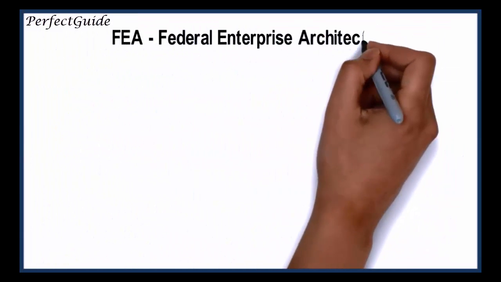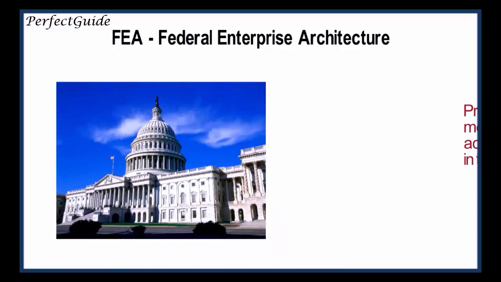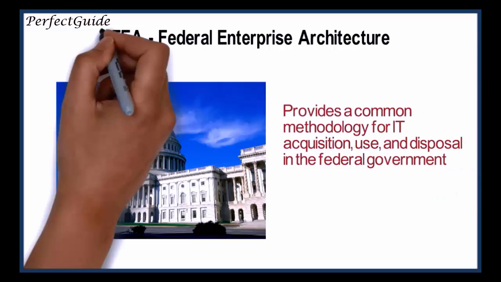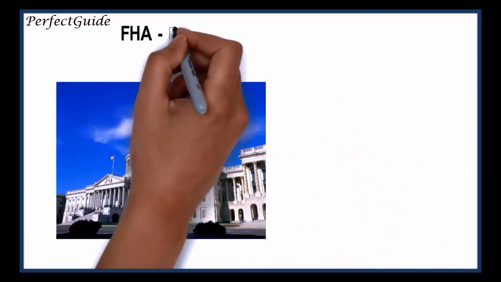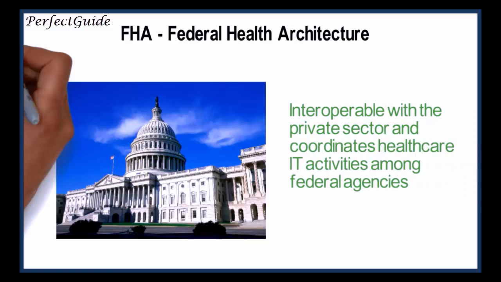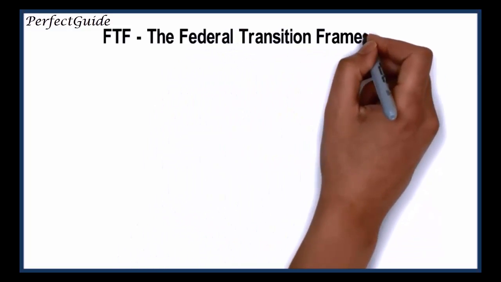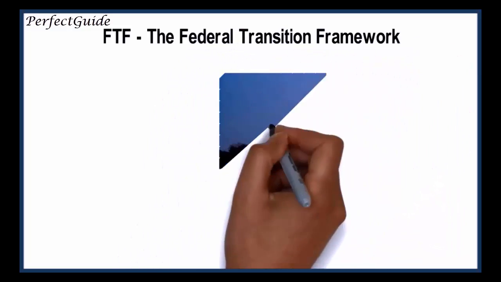FEA is Federal Enterprise Architecture. FEA is the enterprise architecture of the federal government. It provides a common methodology for IT acquisition, use, and disposal in the federal government. FHA is Federal Health Architecture. FHA is a federal healthcare IT environment that is interoperable with the private sector and coordinates healthcare IT activities among federal agencies. FTF is the Federal Transition Framework.